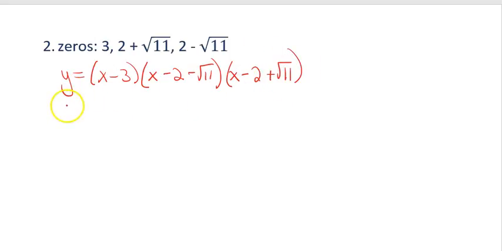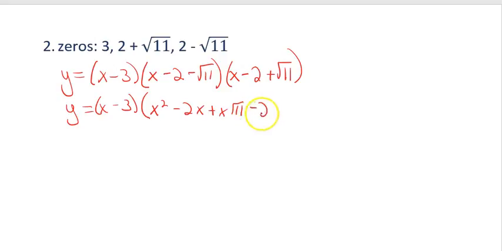And I'm going to multiply those two nasty ones first. So x times x is x squared. X times negative 2 is negative 2x. X times the square root of 11 is x square root of 11. Negative 2 times x is negative 2x. Negative 2 times negative 2 is positive 4, and negative 2 times square root of 11 is negative 2 square root of 11. Then negative square root of 11 times x is negative x square root of 11. Negative square root of 11 times negative 2 is a positive 2 square root of 11, and negative square root of 11 times square root of 11 is a negative 11.